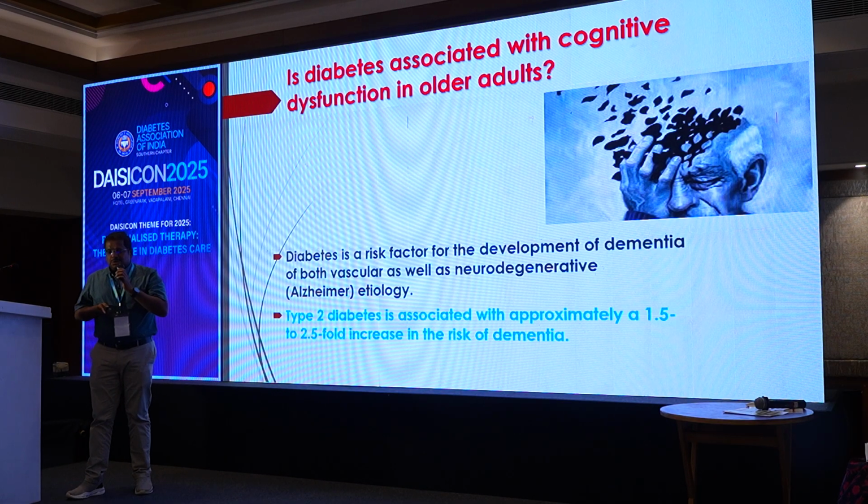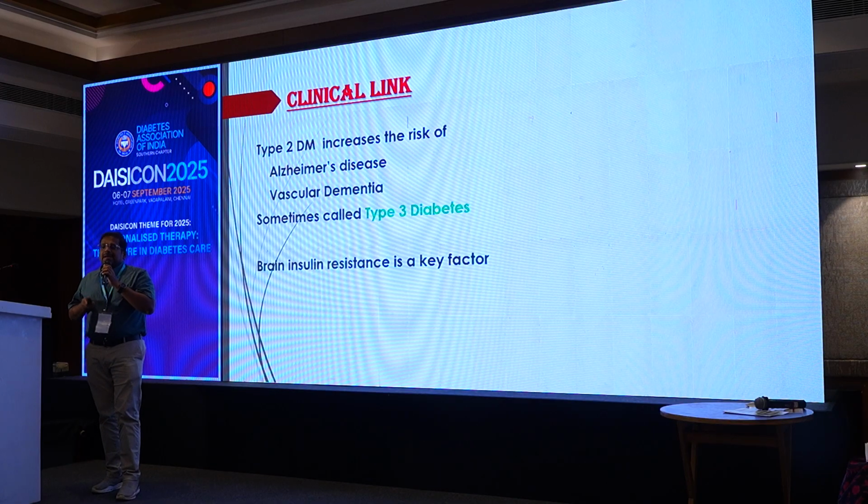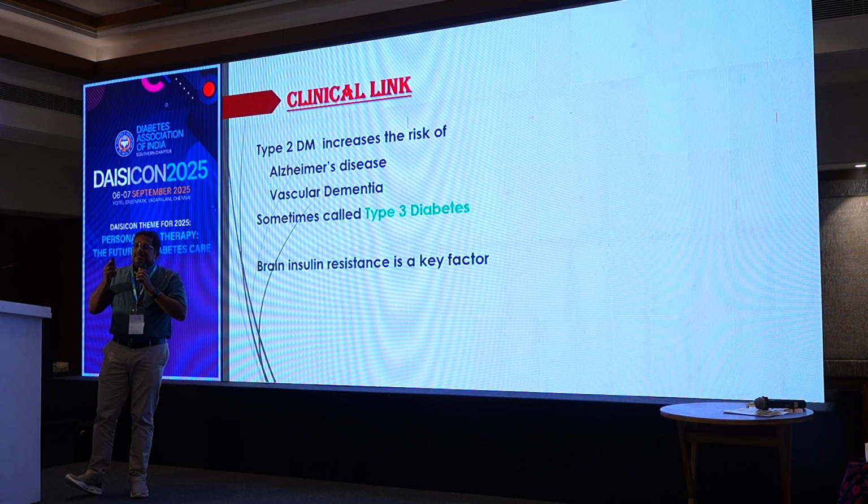Type 2 diabetes is associated with approximately a 1.5 to 2.5-fold increased risk of developing dementia in elderly patients. So it increases the risk of Alzheimer's disease, vascular dementia, everything.